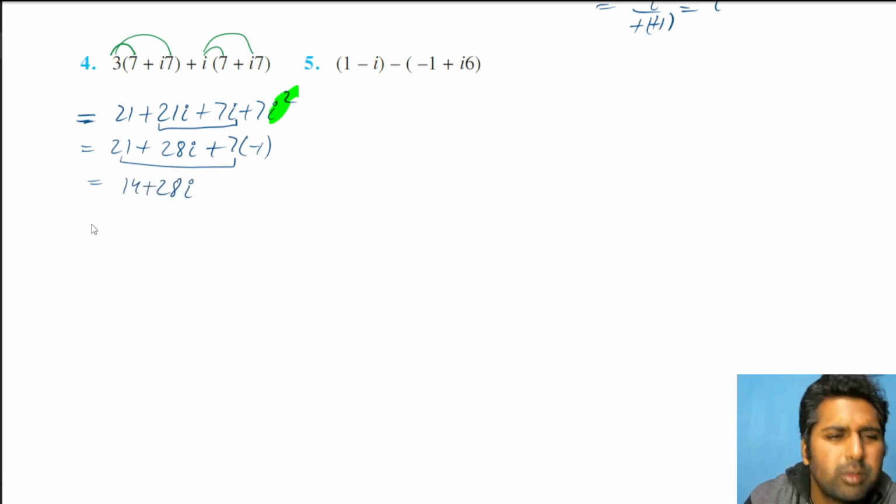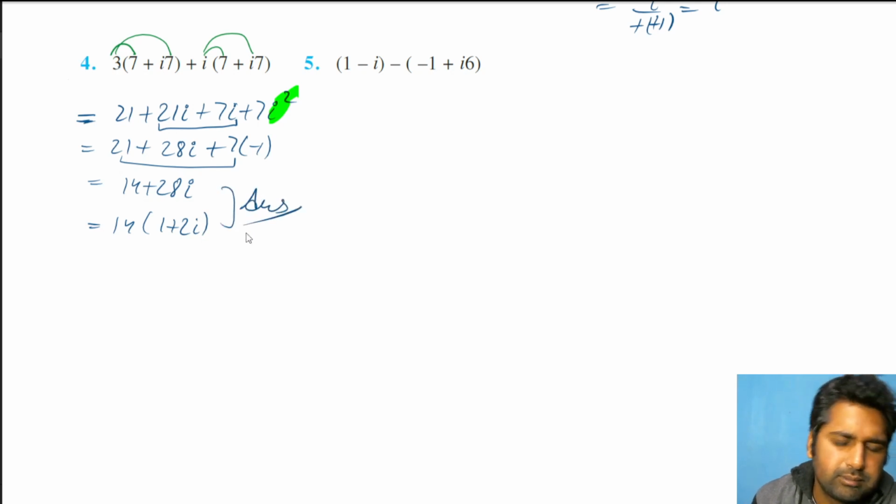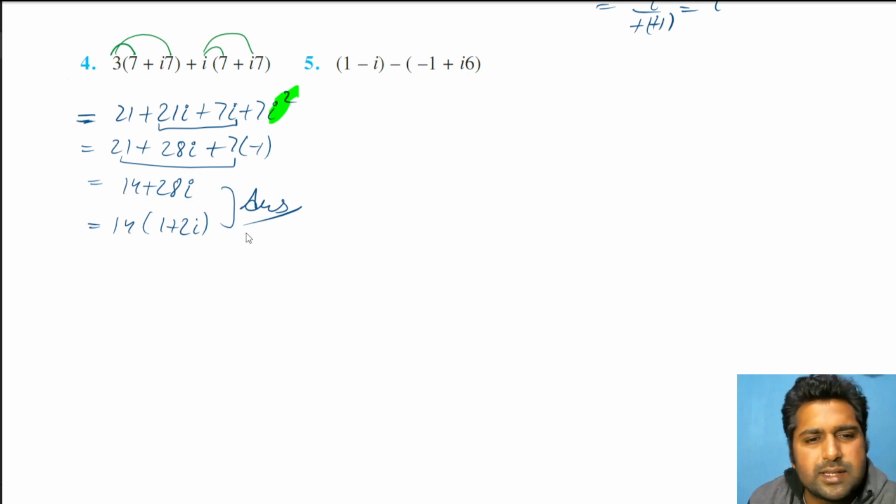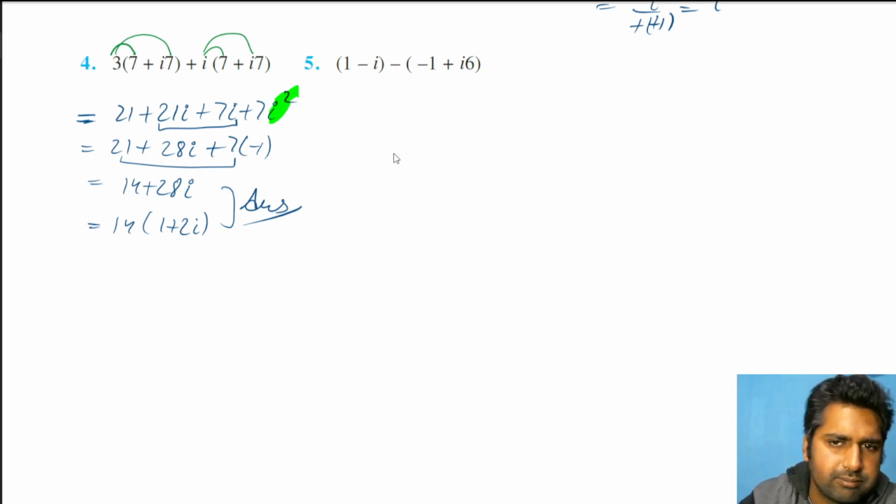That's your answer. What you can do is take out 14 common if you want, and this will become 1 plus 2 iota. So both are correct, both are the answer. It depends what kind of option is given. So taking out common, multiplying, addition, subtraction, it is pretty much the same as x, nothing new. All you have to do is deal with higher powers of iota. i square is there, replace it with minus 1. i cube is there, replace it with minus iota.